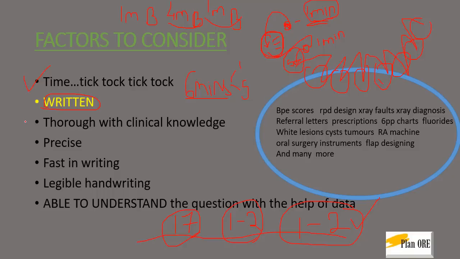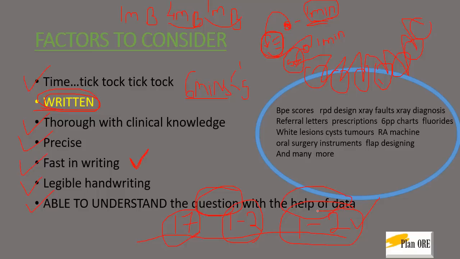It's very important for a written OSCE that you be very thorough with your knowledge, because you need to write the answers. You need to be very precise while you're writing, because you can't have all the time to keep writing the answers in detail. You just need to write short points. You should be very fast in writing, so make sure that you keep practicing. You should have legible handwriting so that the examiner understands what you've written and marks you properly. And you should be able to understand what the question is asking with the help of the data provided.